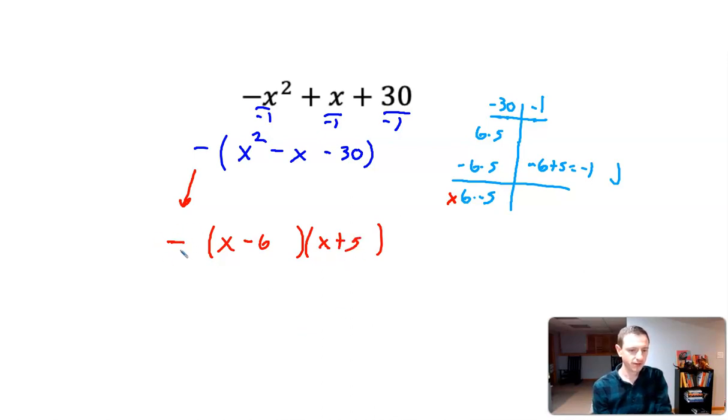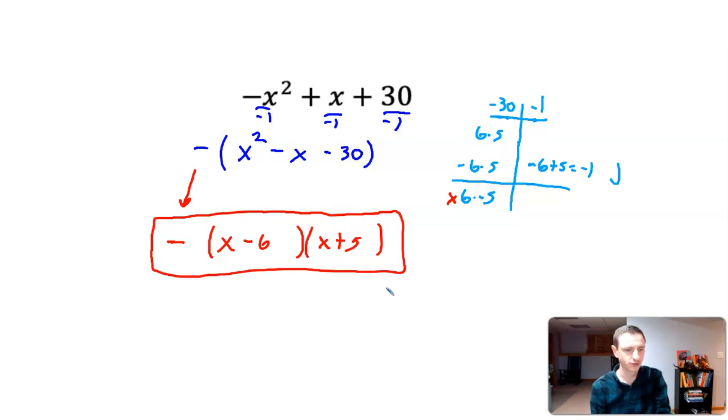Now this negative here is just as important as all the other factors. If this was equal to 0, if you were solving, then we'd be okay dropping the negative. But if we're just factoring, we have to make sure all factors are factored completely. So that -1 is a part of our answer.